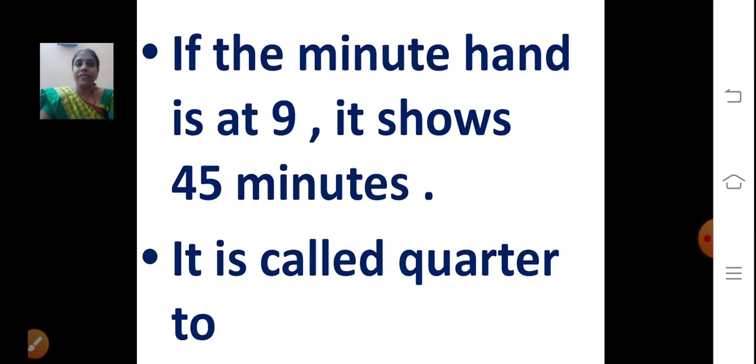Just check. If the minute hand is at 9, it shows 45 minutes. What is the minute hand? Yes, the longer hand. You know the number 9, right? On the clock we have markings from 1 to 12. So if the minute hand is at 9, it shows 45 minutes. How does it come to 45 minutes? We multiply by 5. 9 fives are 45. So what do we call it? If the minute hand is at 9, we call it quarter 2.